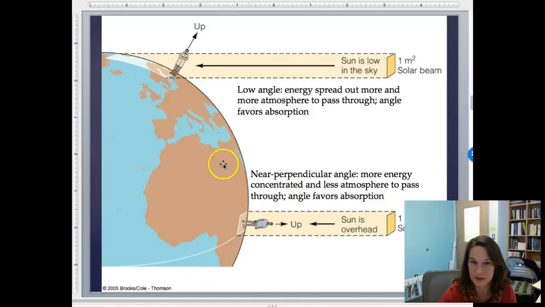So that looks like this, basically. Up in the poles here, say Alaska, the sun is low in the sky, a 1 meter square solar beam comes in, passes through more of our atmosphere, and then hits a larger area on the surface of the Earth. And that angle also favors absorption by the atmosphere of some of that energy. At the tropics, the sun is directly overhead. We have a shorter amount of atmosphere and a smaller amount of area over which that energy is being spread. So this square piece of land heats up faster than this patch of land here. And that means you have more heat at the tropics than coming in at the poles.